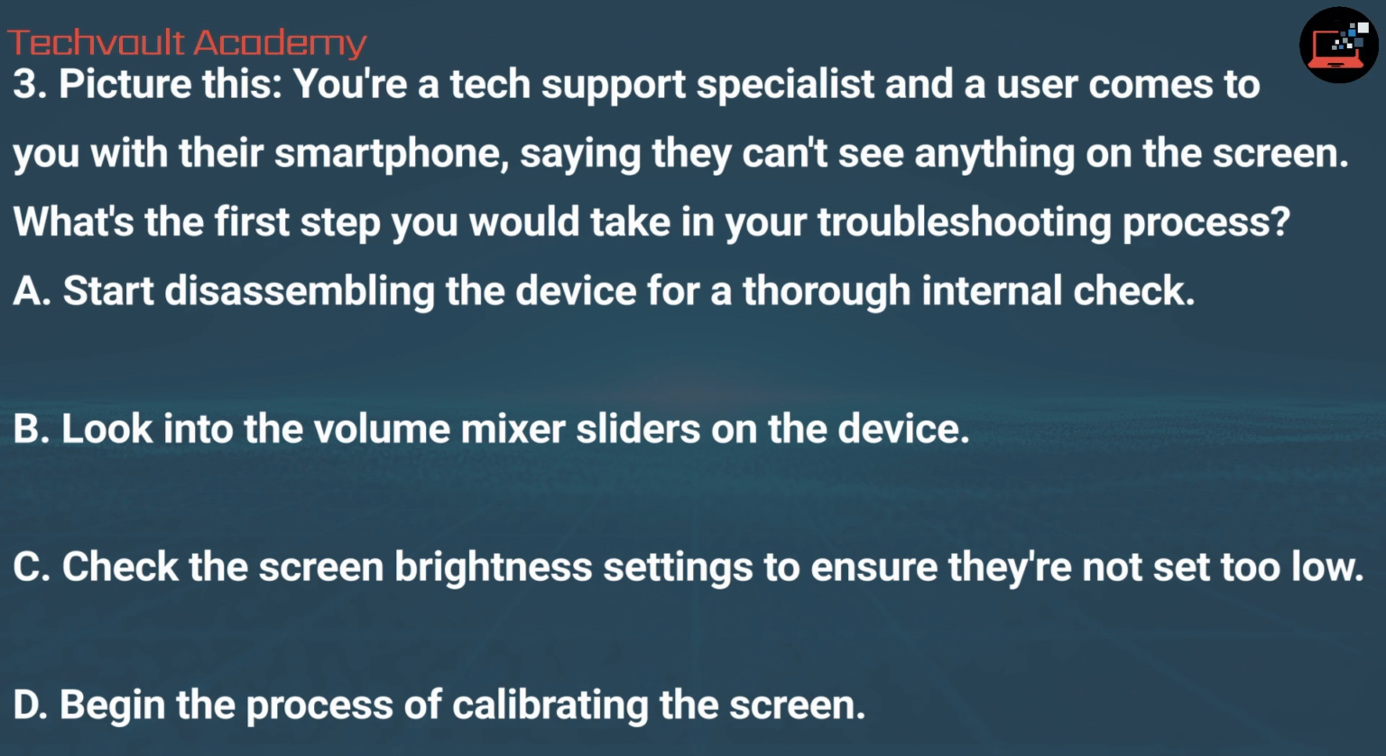A. Start disassembling the device for a thorough internal check. B. Look into the volume mixer sliders on the device. C. Check the screen brightness settings to ensure they're not set too low. D. Begin the process of calibrating the screen.